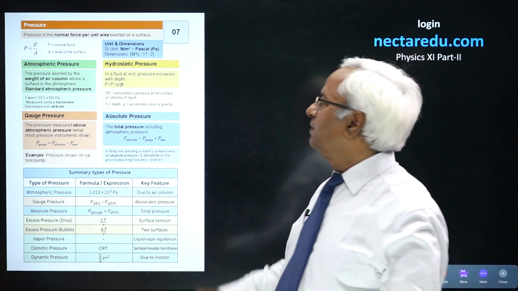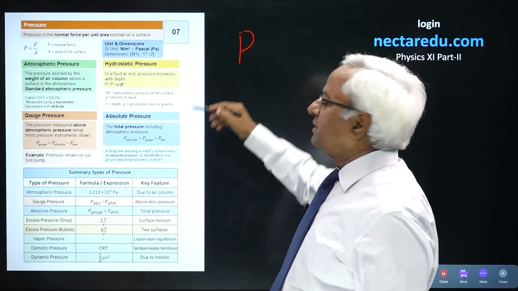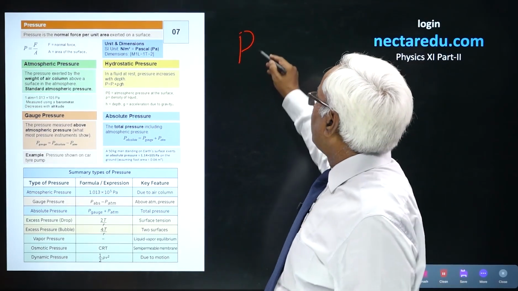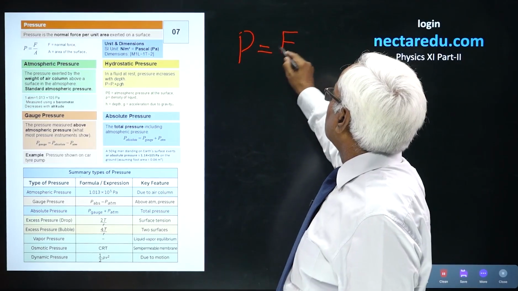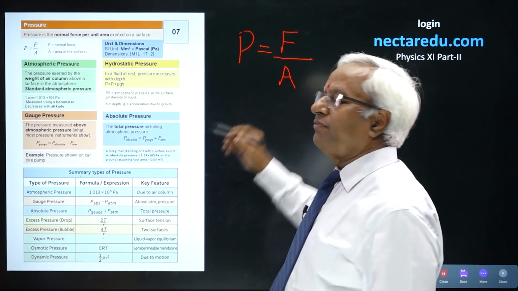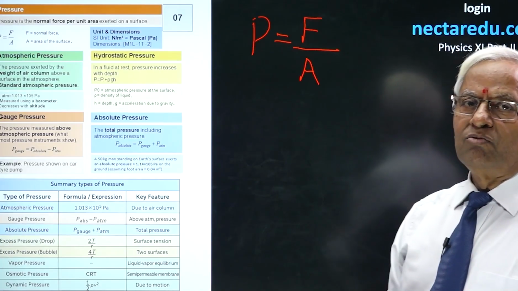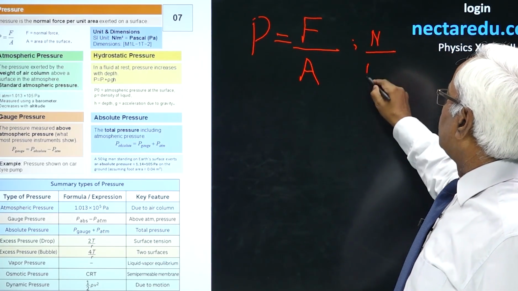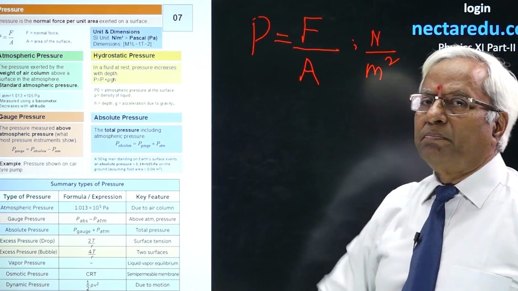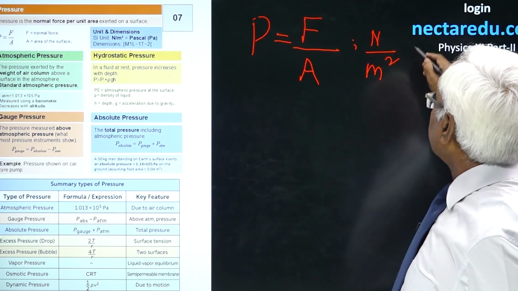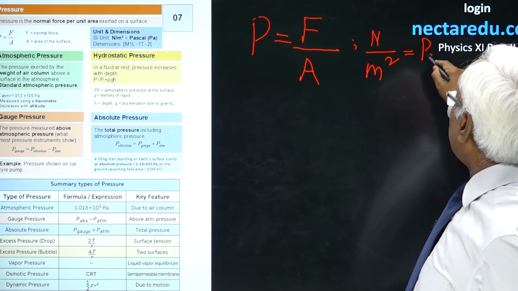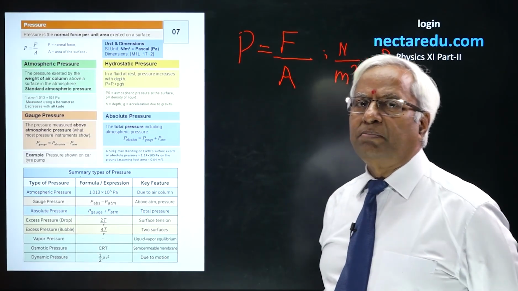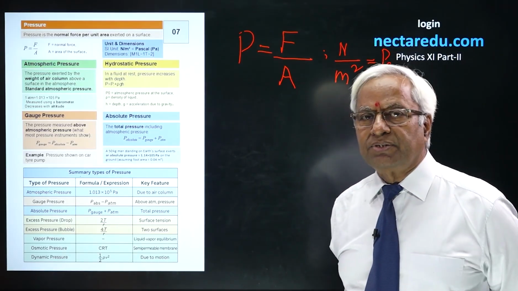Pressure. We have to define pressure, which is normally represented by the letter capital P. It's defined as the normal force per unit surface area. Force per unit area, as far as the unit is concerned, becomes Newton per meter square, which is normally known as Pascal, an SI unit for pressure based on the name of a scientist.